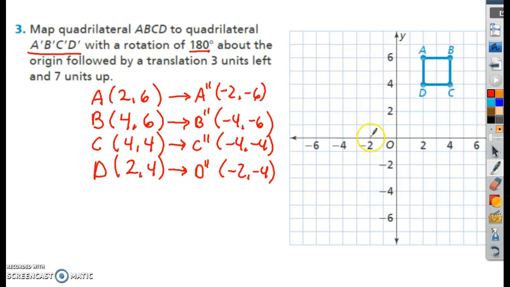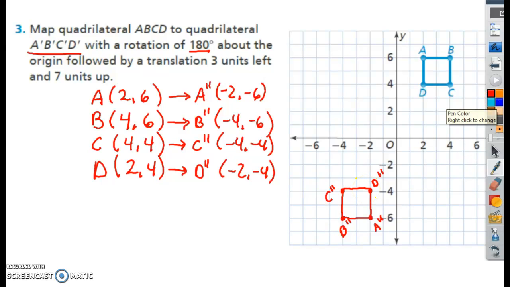So I have negative 2, negative 6, and I'm going to name it A double prime. If I don't name them, I'm going to forget when I do my translation. B double prime is going to be negative 4, negative 6. C double prime will be negative 4, negative 4. And D double prime is negative 2, negative 4. I named them as I went, so I wouldn't forget what letter, because a square is a square. It's hard to tell what you've got when you're done. My line's a little high there, sorry about that.